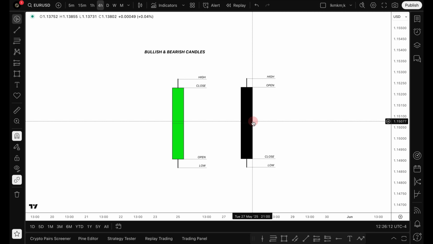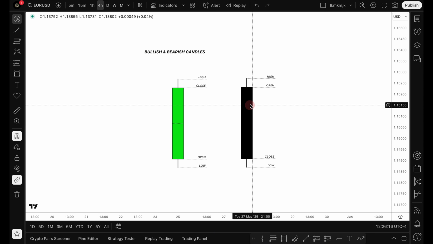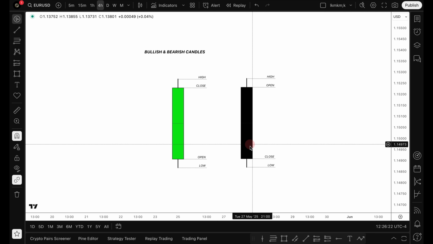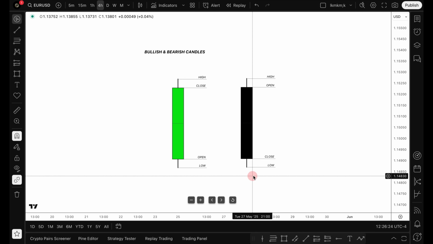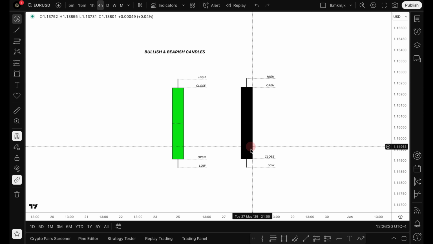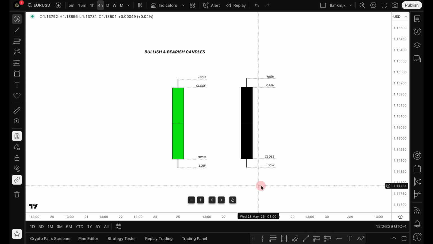And then we have the bearish candle, which is the black candlestick, where price opens, moves higher, then moves lower to form the low of the candlestick, and then closes below opening price. The fact that it's closed below opening price is what makes the candle a bearish candlestick, and that's what makes it black. It means price is most likely to move lower to the downside.